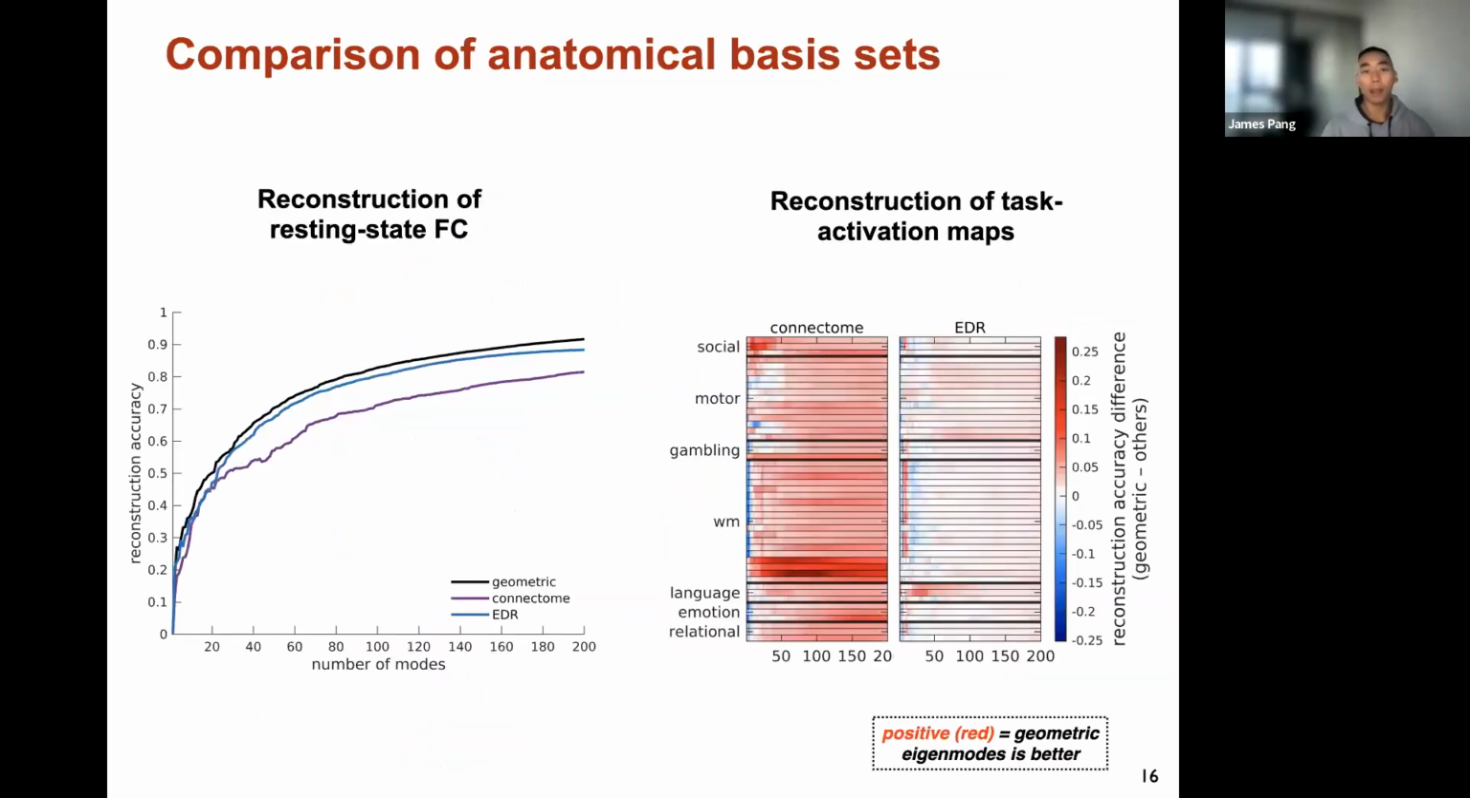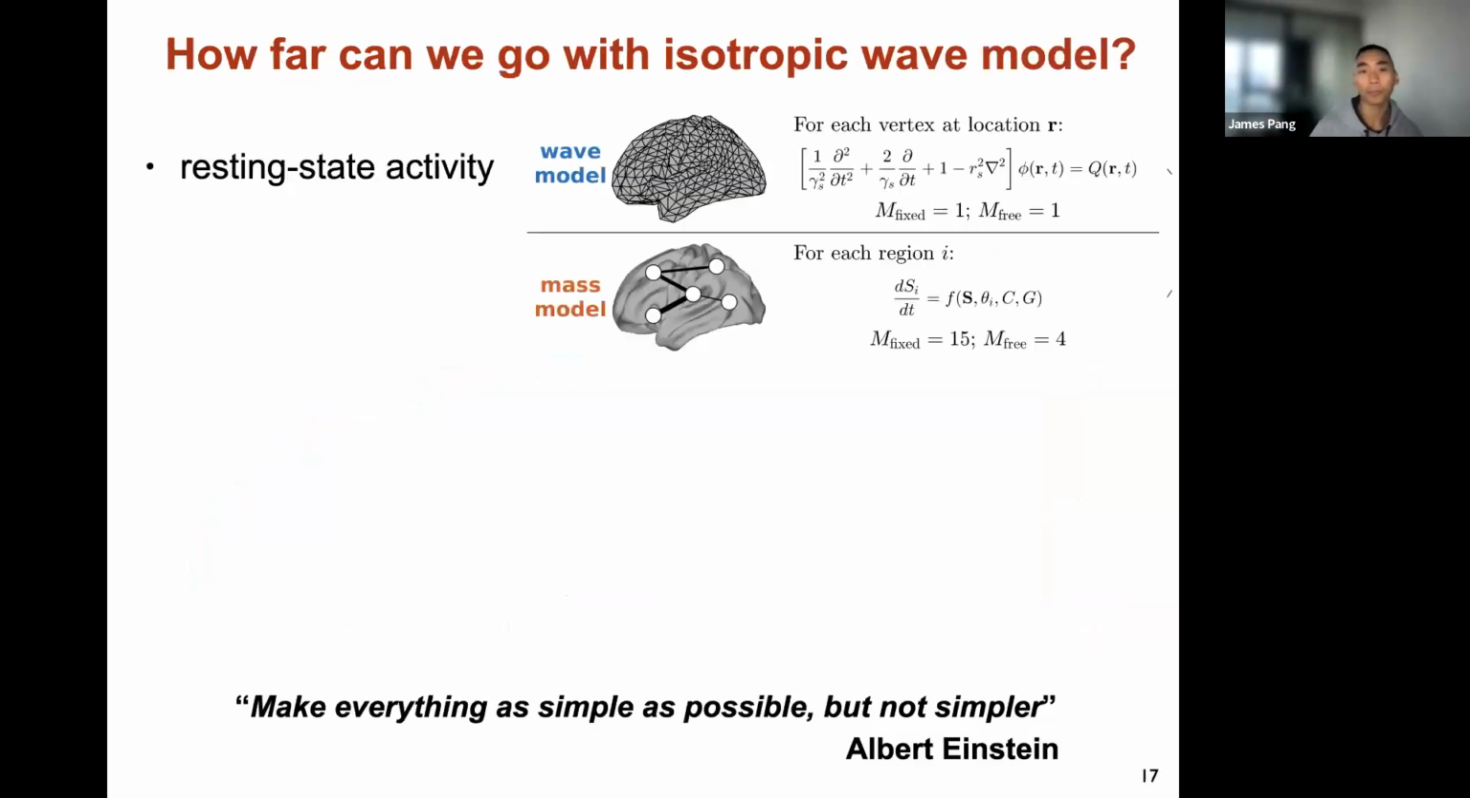And if we compare the geometric eigenmodes with the other anatomical basis sets, and again, I have to emphasize, we're only focusing here on basis sets derived from the anatomy of the brain, nothing else, we see that the geometric modes seem to perform very well in both resting state and task activation maps, but the EDR modes seem to perform well as well, suggesting the importance of this EDR-like connectivity kernel.